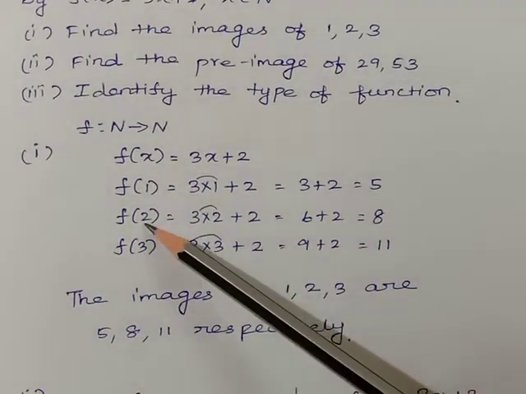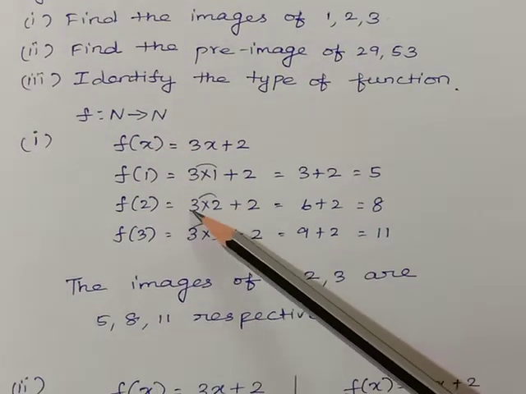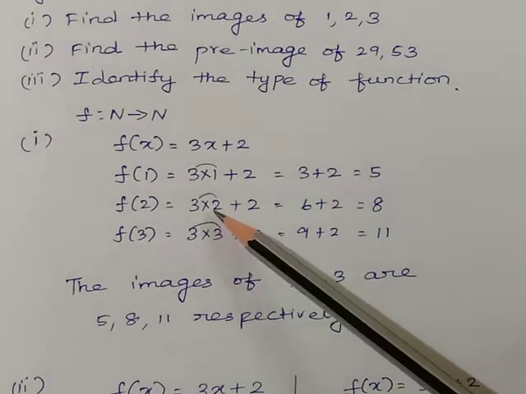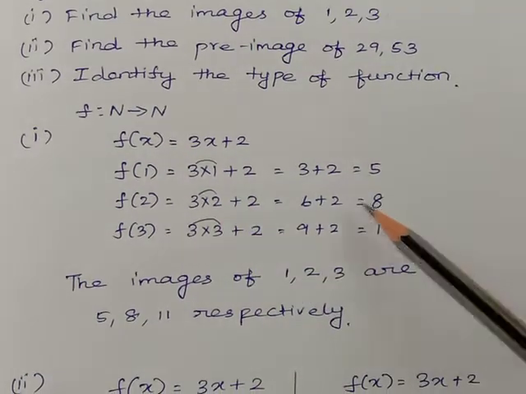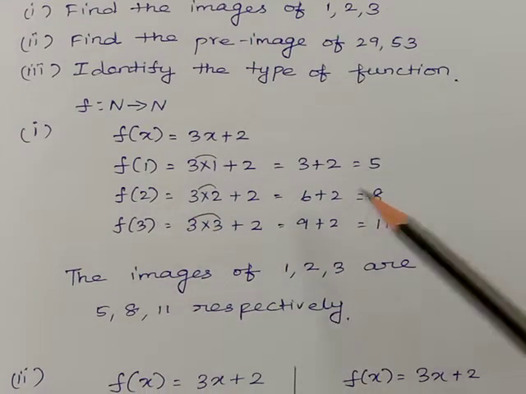Next, we'll substitute the value of 2 in the place of x. 3 into 2 plus 2: 3 twos are 6, 6 plus 2 is 8. The image of 2 is 8.